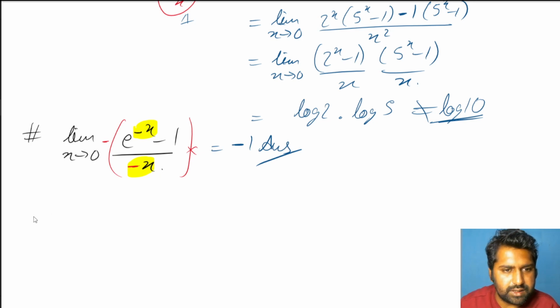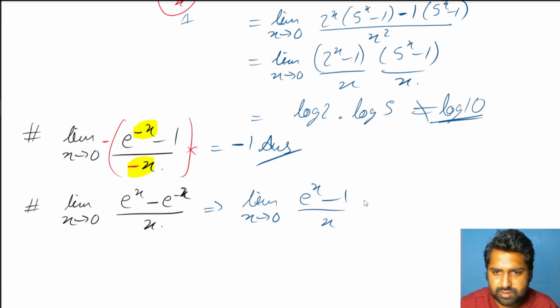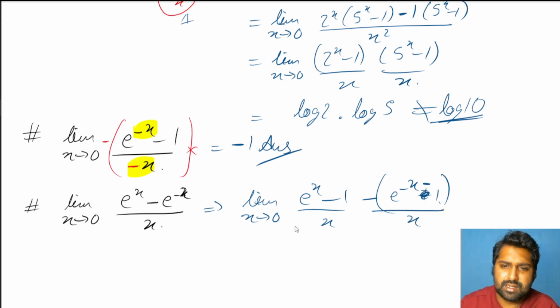Same ideas in e raised to power x also. Limit x tends to 0 of (e raised to power x minus e raised to power minus x) upon x. So split it in two parts. Limit x tends to 0 of (e raised to power x minus 1) upon x, and for this also, minus e raised to power minus x, then plus 1, taking common, this becomes minus 1 upon x. This one we know is 1, this one we have just solved, that's minus of minus 1. The answer is 2.